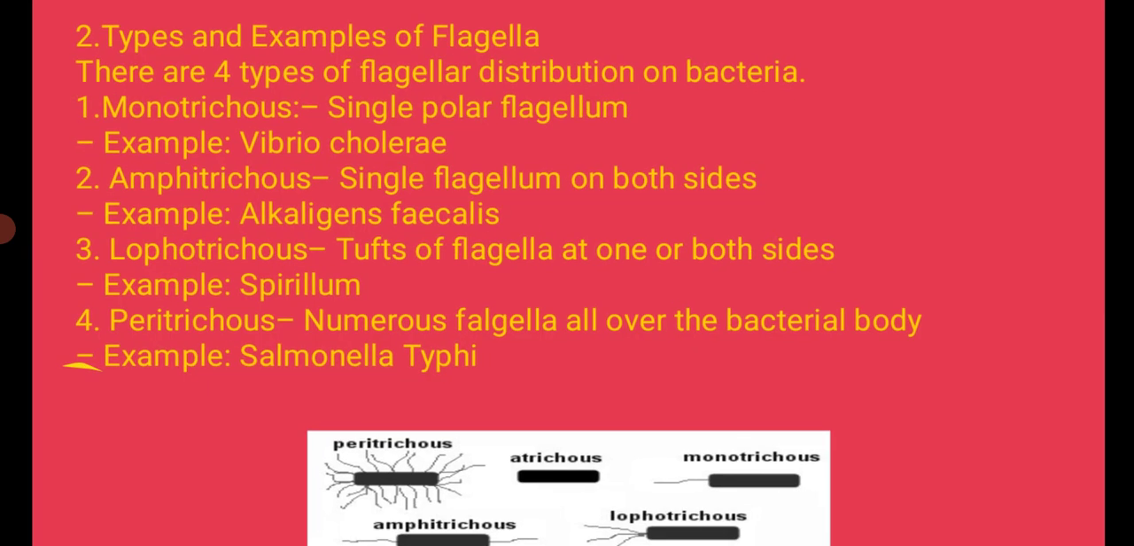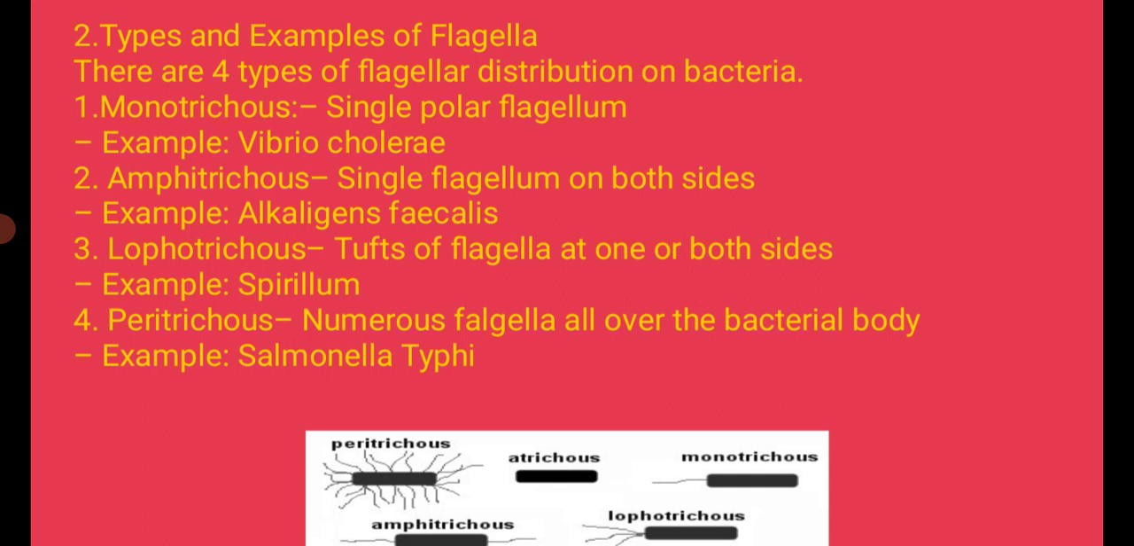Then the types and examples of flagella. On the basis of flagellar arrangement and their number, the flagella are of four types: monotrichous, amphitrichous, lophotrichous, and peritrichous. Monotrichous means the organism possesses a single polar flagellum, for example, Vibrio cholerae. Amphitrichous, the organism possesses a single flagellum on both sides. Example of it, Alcaligenes faecalis.